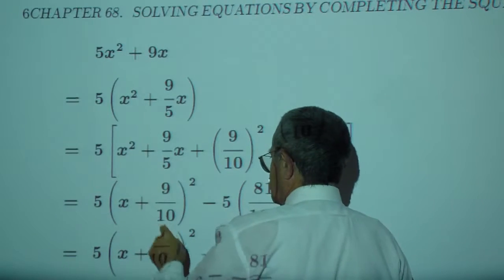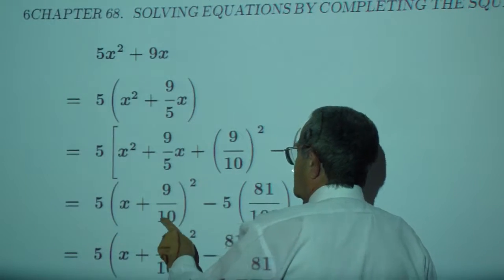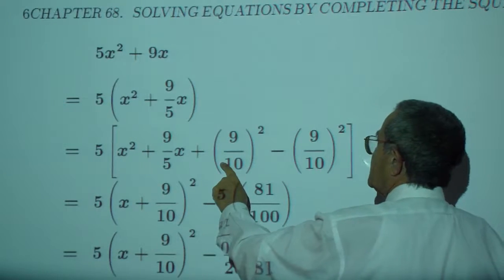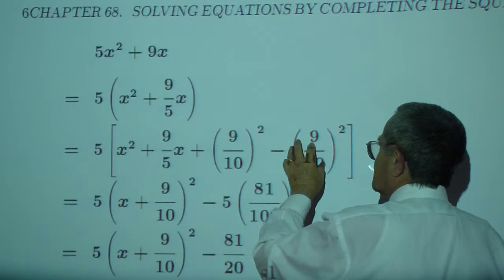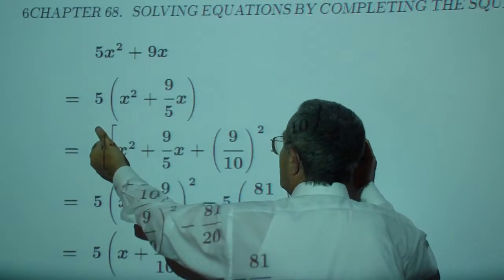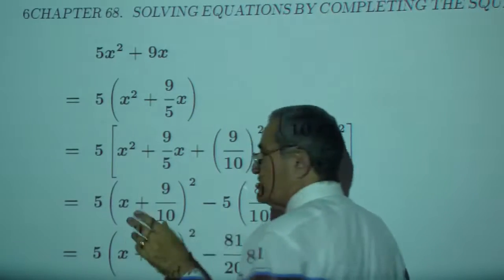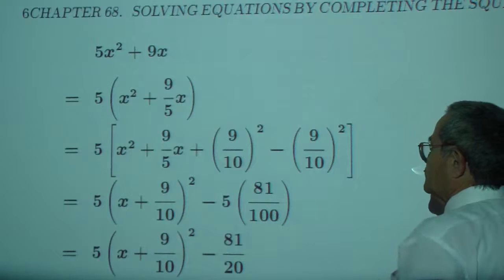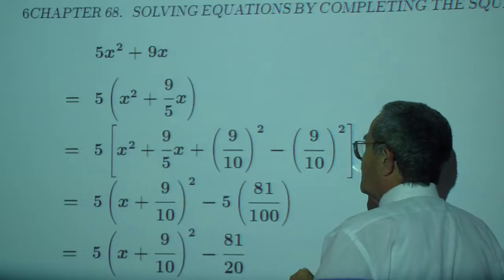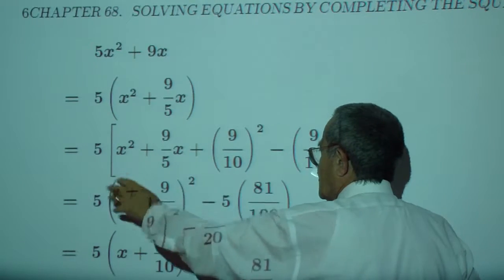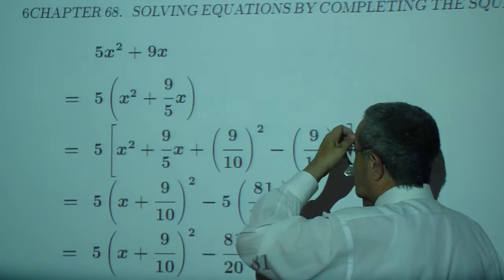1/2 the coefficient is 9/10. 9/10 squared is what you need. So you add and subtract inside this group. Inside this group. Very important. Not outside. So you add 0. These 3 terms are needed for that perfect square.